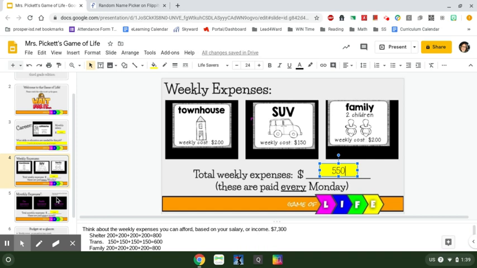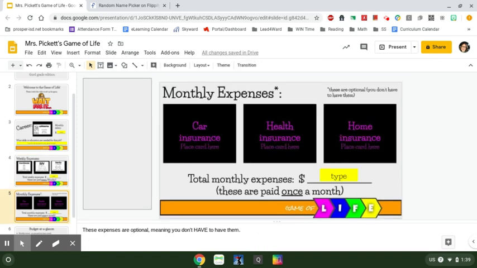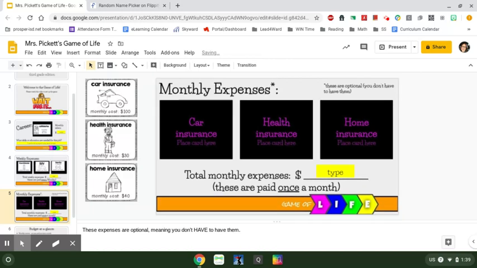Next, I'm going to look at my monthly expenses. Remember, you can pause this video at any time if you need to. My monthly expenses, these are optional. I don't have to have them, but just know that when we're choosing our daily draw cards, if you don't have these, sometimes your penalty is bigger. Okay, let me show you what I mean.